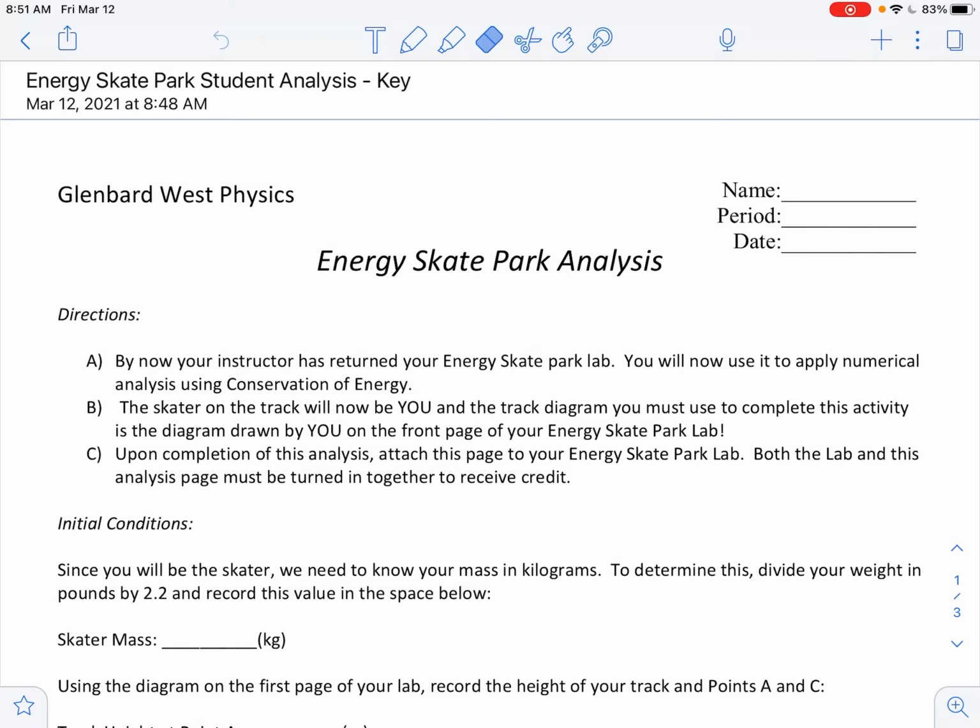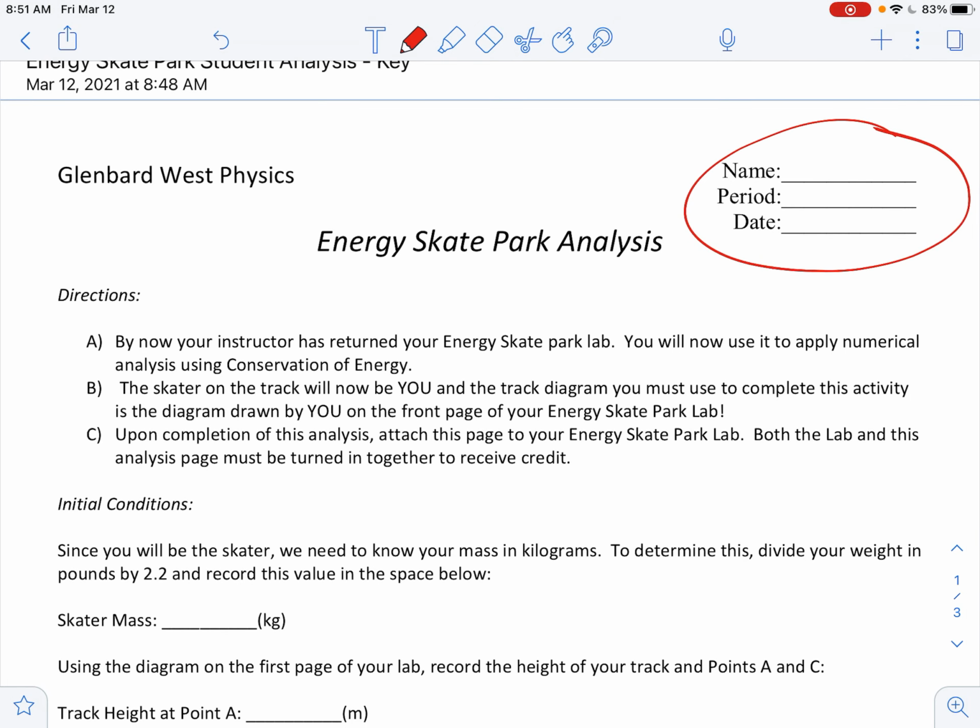Hi everybody, I'm going to take you through how to do the energy skate park analysis. Okay, so this is the file. Please make sure that you fill out that heading in case your instructor has you submit this for a grade.